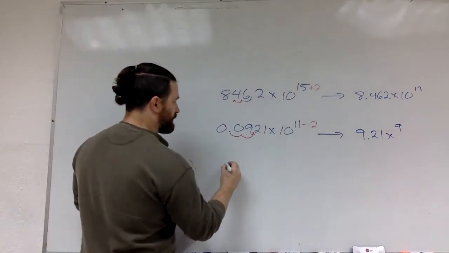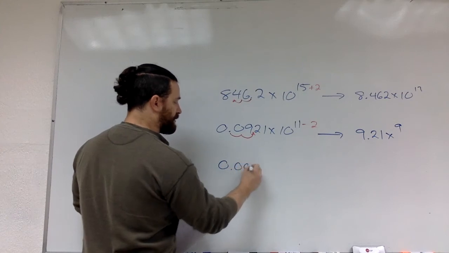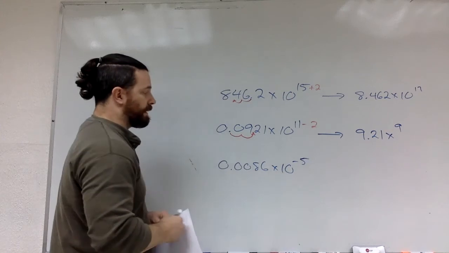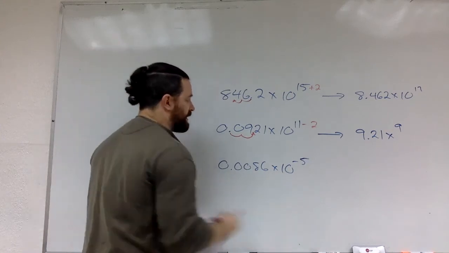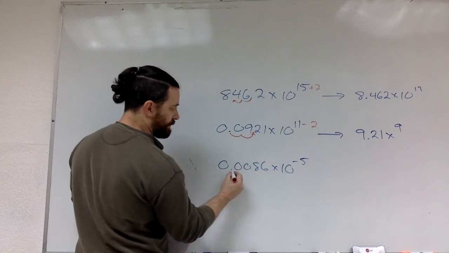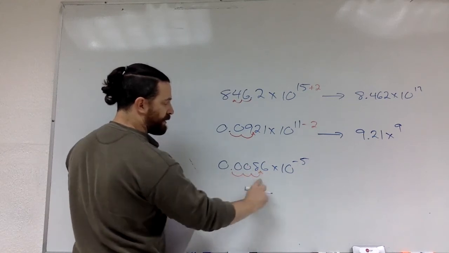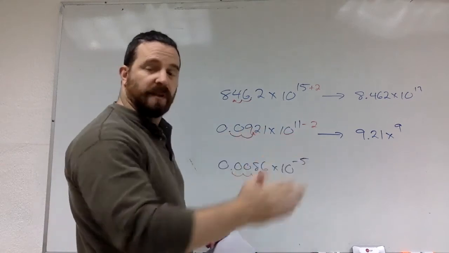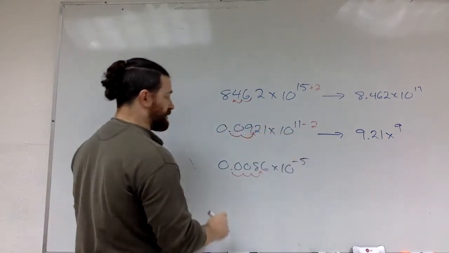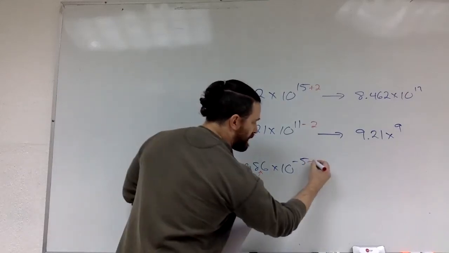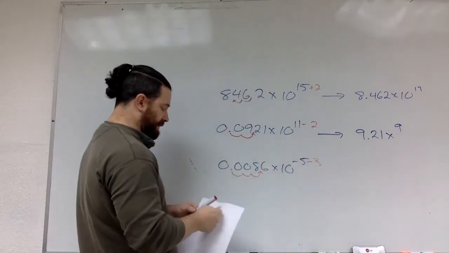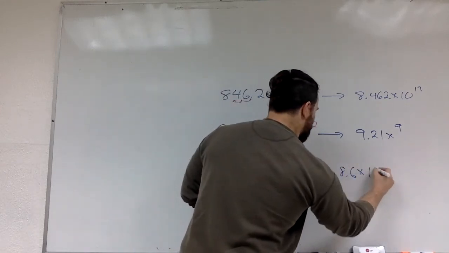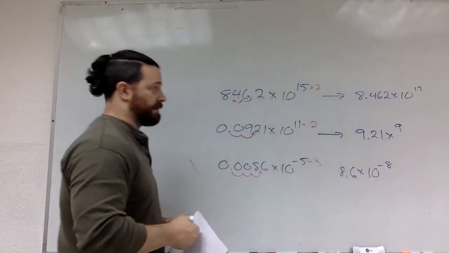Try another. Let's say I've got 0.0086 times 10 to the negative 5. Decimal's in the wrong place. Let's move the decimal back to here. I had to move it 3 places, and I moved it 3 places to the right. Derecha, derecha, decrease. So since I have to decrease, I'm going to put minus 3. And so now I'm going to get 8.6 times 10 to the negative 8.